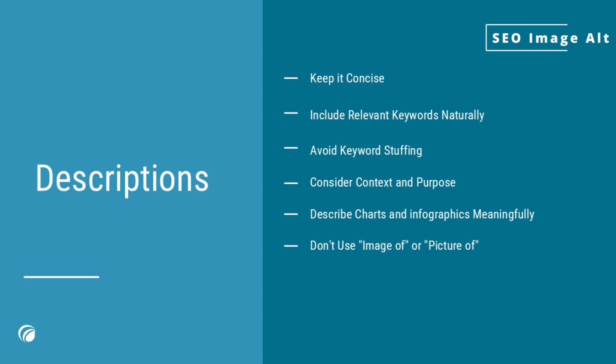Never stuff your alt text with multiple keywords or variations. This creates a poor user experience for screen reader users and can cause Google to view your site as spam. Alt text should reflect the image purpose with the content context. The same image might need different alt text depending on how it's used on different pages. For data visualizations, statistics and infographics, describe the key data rather than just saying a chart or a graph. Avoid starting an alt text with phrases like image of, picture of, graphic of. Screen readers and search engines already know it's an image of something, so this adds unnecessary words.